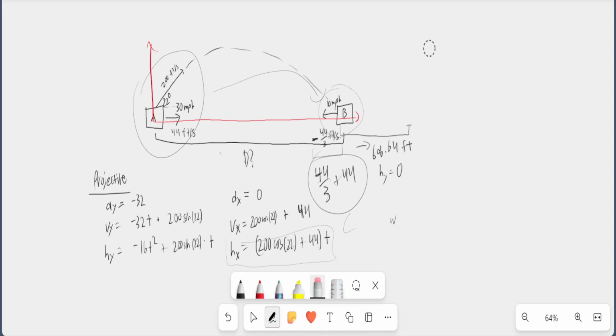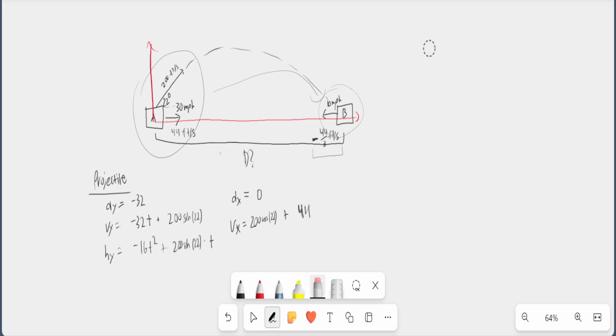Get ready to have your calculator out because I'm going to ask you to do these. Okay, let me. So let's say, oh, actually, I don't want to erase the heights. The height stuff is going to stay the same.